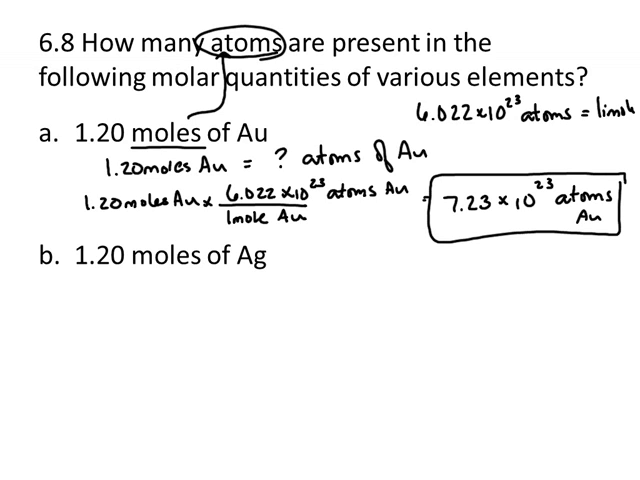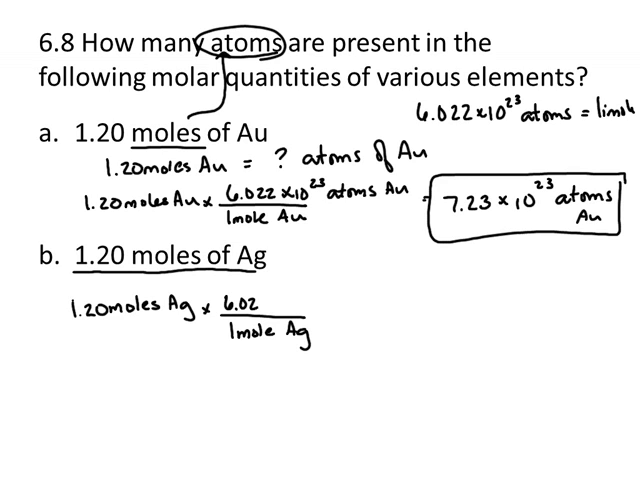Now, here's something interesting. I have the same number of moles of a different substance. I have 1.20 moles of silver. But the thing is, to go from moles to atoms is the same regardless of what substance I have. So for 1.20 moles of silver, I still have to cancel out the moles of silver on the bottom, and I still want to go to atoms. So 6.022 times 10 to the 23rd atoms is the only relationship I have for moles that has atoms in it. And so therefore my answer is the same, 7.23 times 10 to the 23rd atoms of silver.